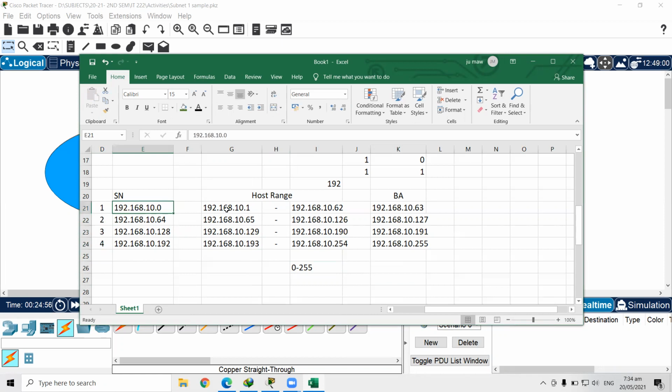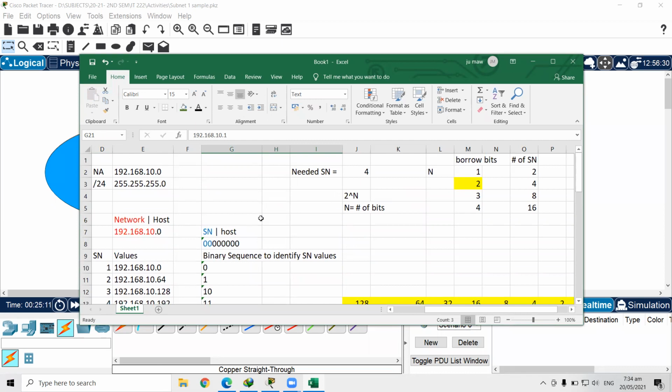Ito yung subnet mo. Ito yung host range niya. Ito naman yung broadcast niya. So, ito hindi pwedeng gamitin. Ito hindi pwedeng gamitin. Ibig sabihin, dito ka lang kukuha ng IP na ilalagay mo ngayon sa routers, sa switches, sa computers. Okay, so balik tayo ngayon dito.